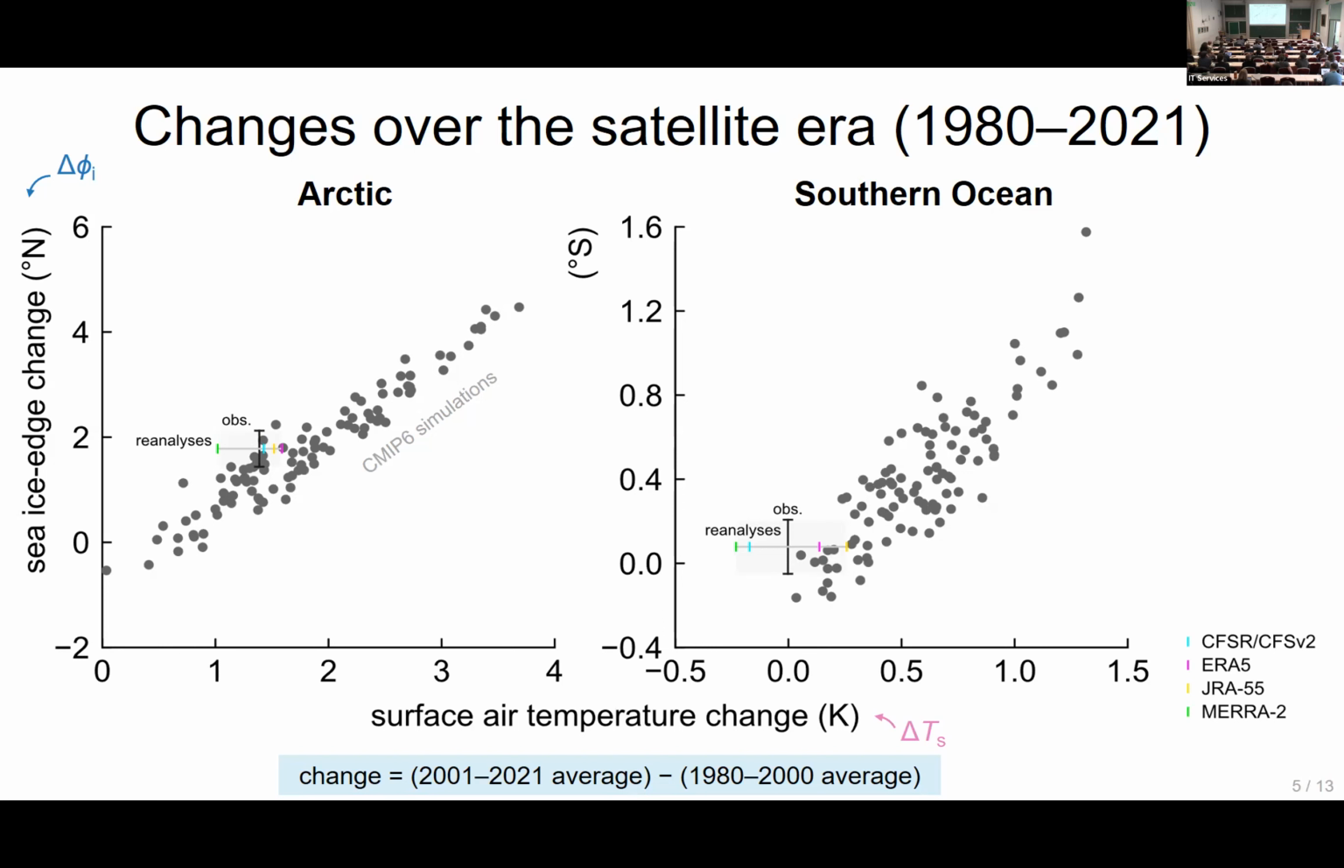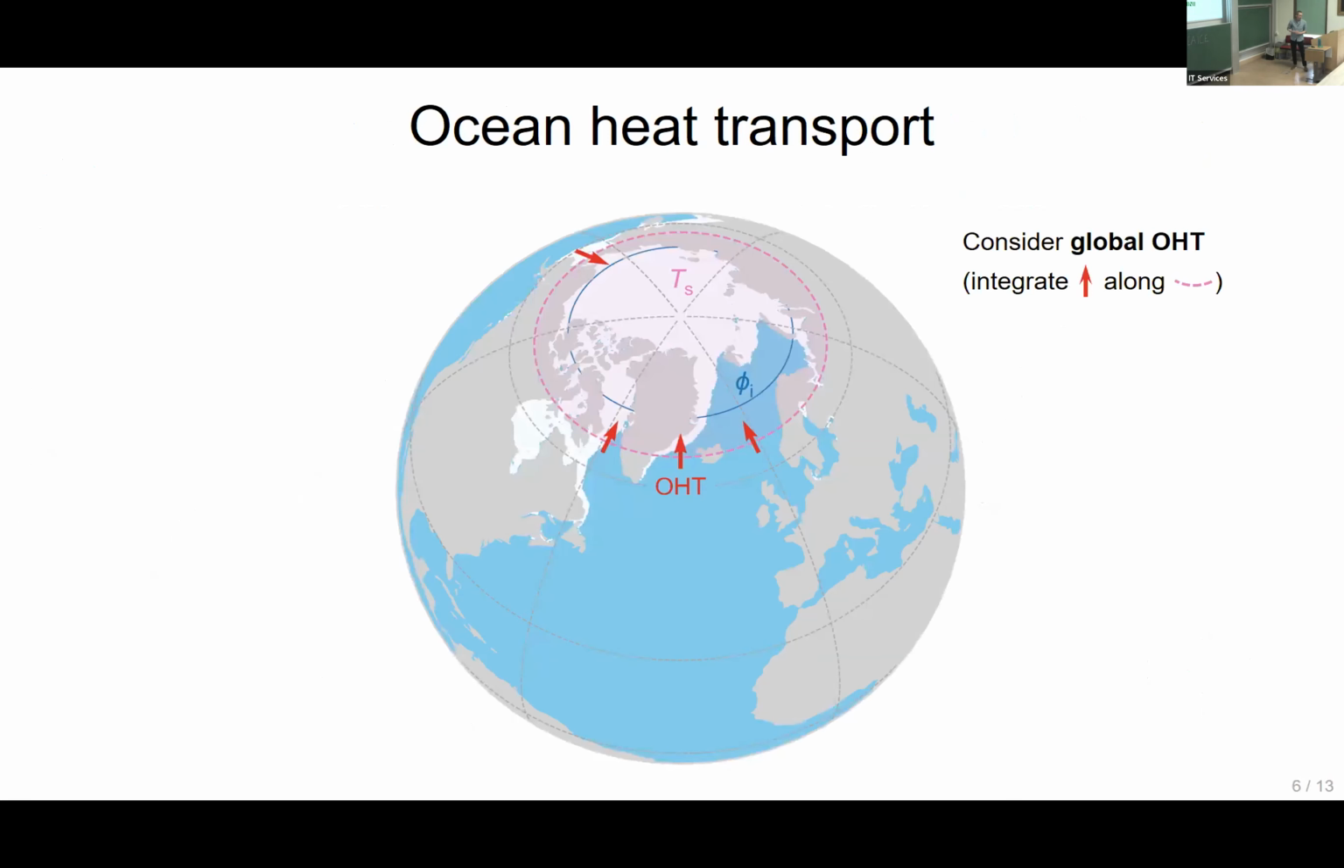You also see, although it's not hugely obvious from this one, a slight tendency of models which are getting the sea ice decline about right to be doing so on the warmer end of the atmospheric reanalyses in the Arctic. And again, as for the Southern Ocean, most models are completely off of observations. So I talked about ocean heat transport at the beginning, and that's not on this plot yet. What we're now going to do is compute the ocean heat transport change over this time period in all these model simulations.